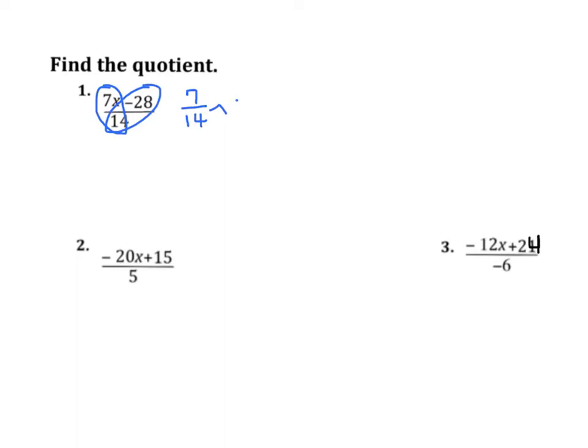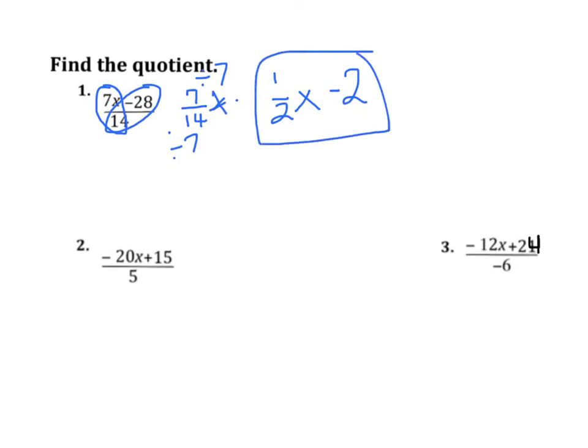x, which can be simplified down by dividing the top by 7 and the bottom by 7, giving me 1/2 x, and then negative 28 divided by 14 is going to give me a negative 2. So you've got 1/2 x minus 2.